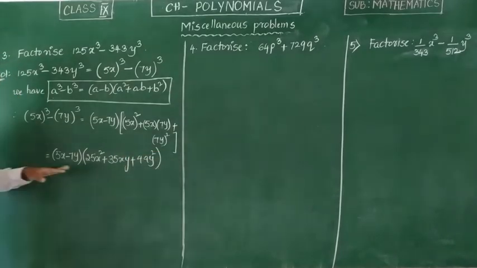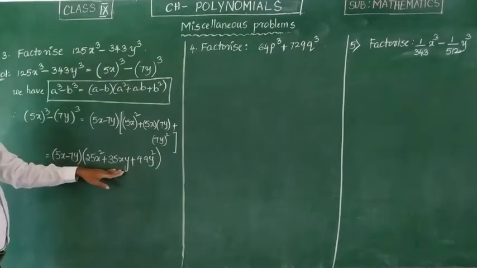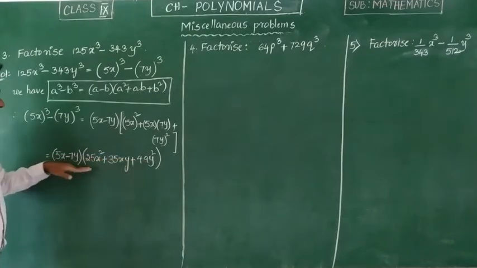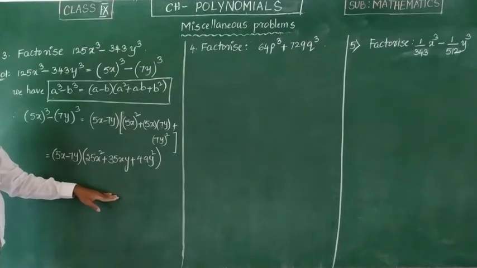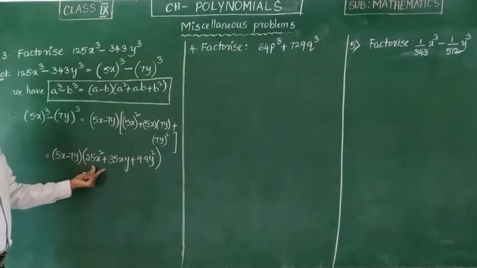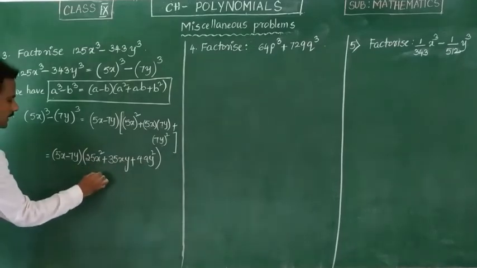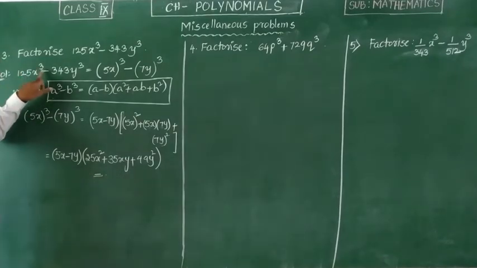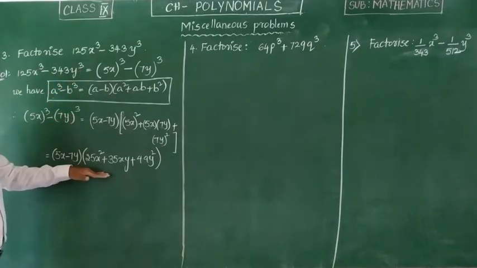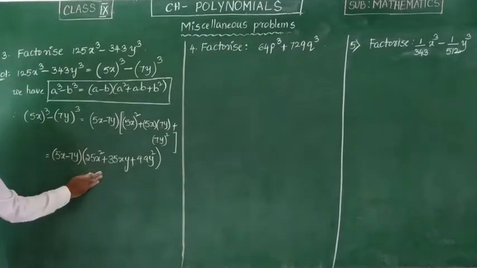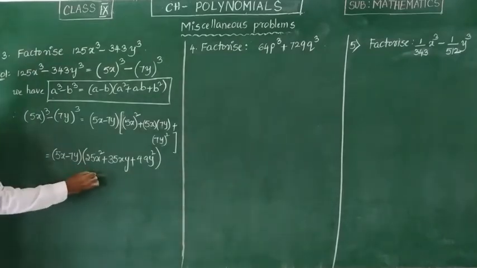Now let us check whether it can be factorized further. You observe here, it cannot be factorized further, so these are irreducible factors. Now we can say that 125x cube minus 343y cube can be written as the product of these two factors.